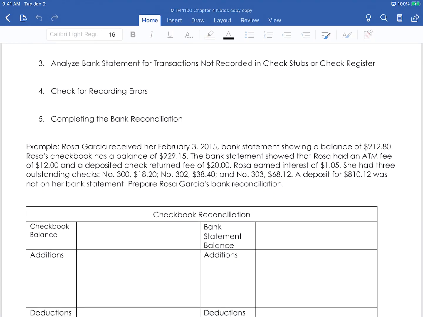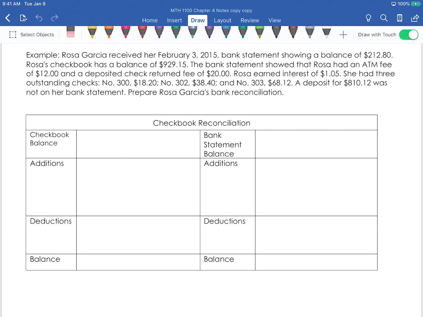So let's do our first example. It says, Rosa Garcia received her February 3rd, 2015 bank statement showing a balance of $212.80. So that is what her bank statement says, and we're going to write that down here. This is her bank statement balance. Rosa's checkbook has a balance of $929.15. So we're going to put that in her checkbook balance here.